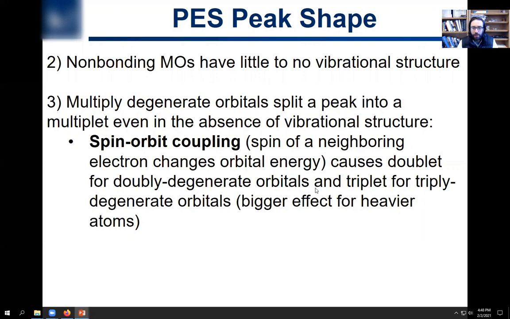And spin orbit coupling is a bigger effect for heavier atoms. Why is it a bigger effect for heavier atoms? Heavier atoms have larger atomic orbitals, right? They're lower on the periodic table. The atomic orbitals are bigger, so they tend to interact with one another more. So that's the idea. Spin orbit coupling, bigger effect for heavier atoms. It will cause doublet for doubly degenerate, triplet for triply degenerate. We'll see examples of this.